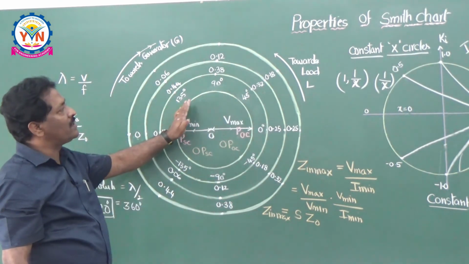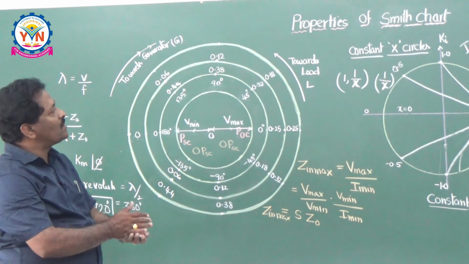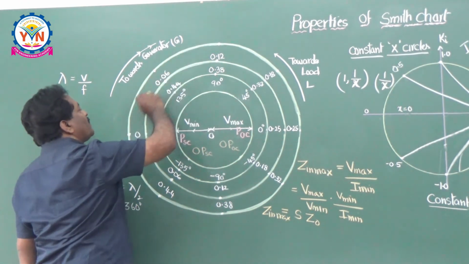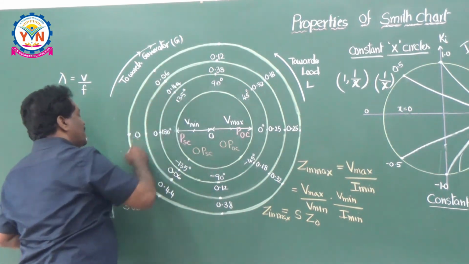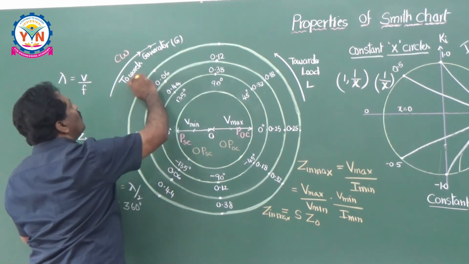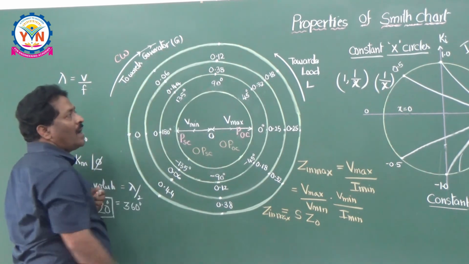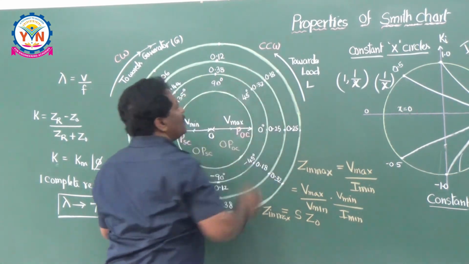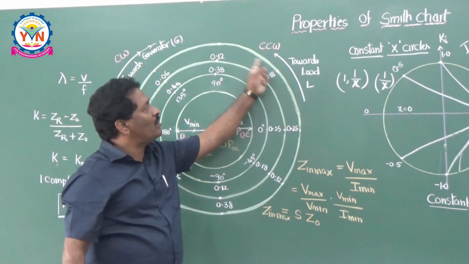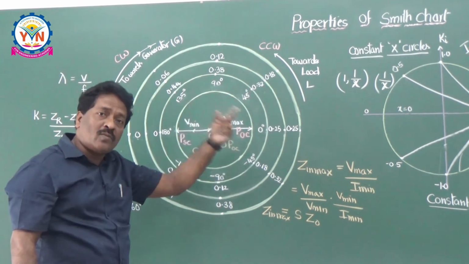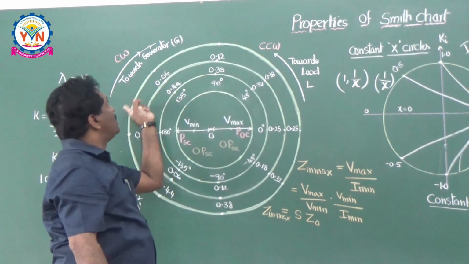One more most important point is, if you are moving like this, that means in this clockwise direction, it is called towards the generator. And if you are coming in the anti-clockwise direction, meaning counter-clockwise, it is called towards the load. Then you have to decide, depending on your problem, whether you are moving towards the load or towards the generator.